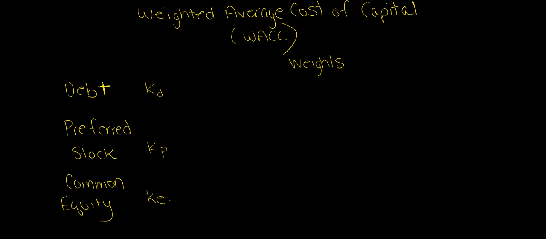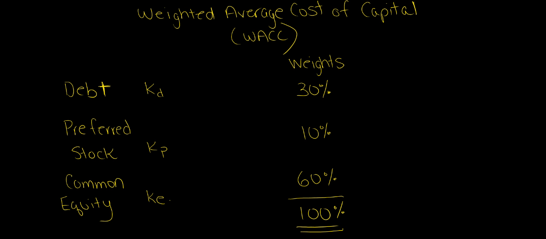And in this example, we'll just assume that 30% of the total assets are financed with debt, 10% are financed with preferred stock, and 60% is financed with common equity. So each company is going to have a different weight. So when you add these up, 60 plus 10 is 70, plus 30 is 100. It should always equal 100%, because you would actually get that information from the company's balance sheet.